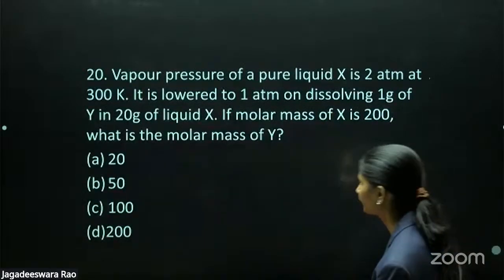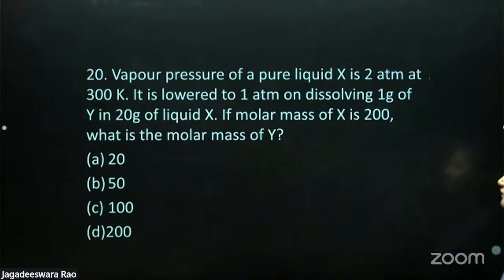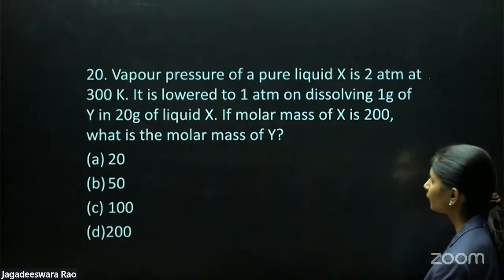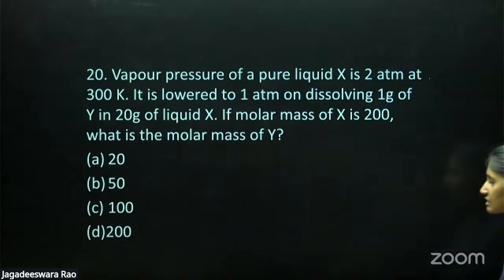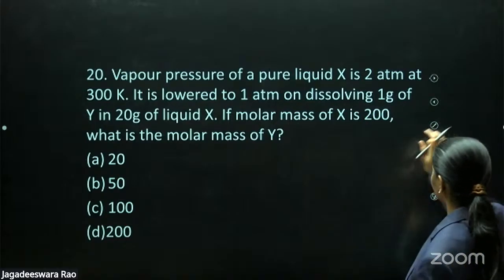Okay, this is the question. The vapor pressure of pure liquid X is 2 atmosphere at 300 Kelvin. Then it is lowered to 1 atmosphere on dissolving 1 gram of Y in 20 grams of X. If the molar mass of X is 200 gram, then what is the molar mass of Y they are asking? See how easy this question is, a direct question. So how to do this kind of question?